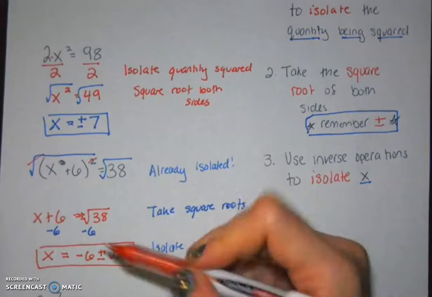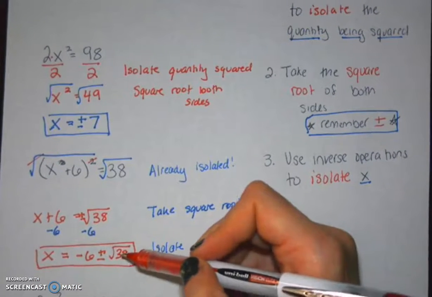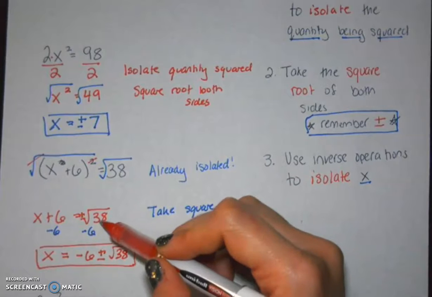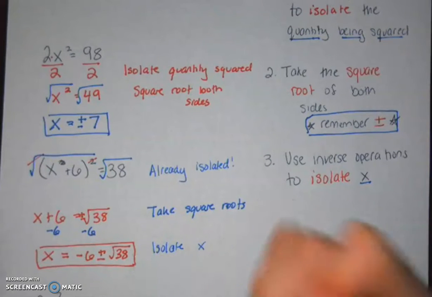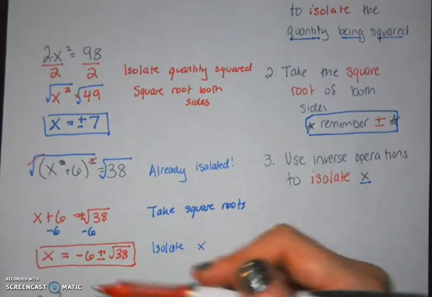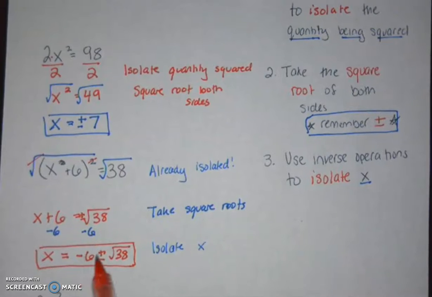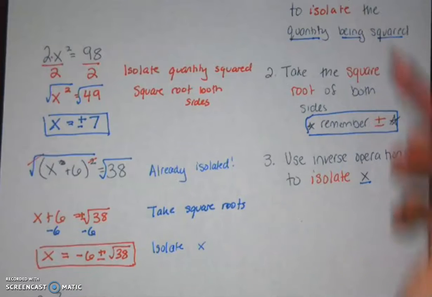Yes, this is an incredibly ugly number, but it is an exact value, and we didn't have to graph this one. We could do it using these two steps. So this one would not have been easy to factor. You really couldn't factor it. But we were still able to write the exact value as the answer by following our process.